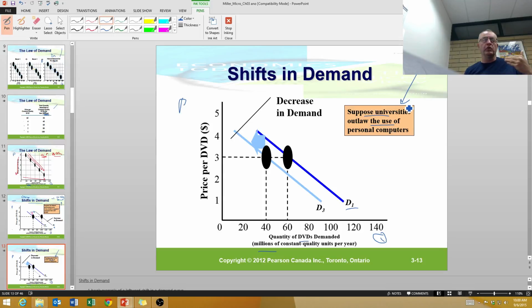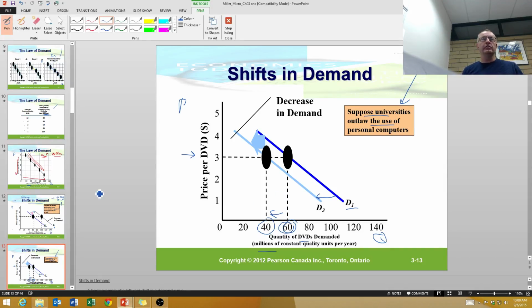So if students were no longer able to use personal computers on campus, fewer students are going to use personal computers, and students are going to buy fewer DVDs. So the demand curve for DVDs would decline at all price levels. Originally, when the price is $3 per DVD, consumers buy 60 million DVDs per year. And when the campuses ban the use of personal computers on campus, then the number of DVDs that people demand per year declines to 40 million.